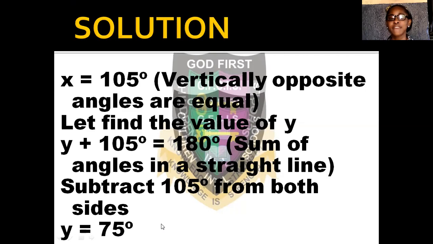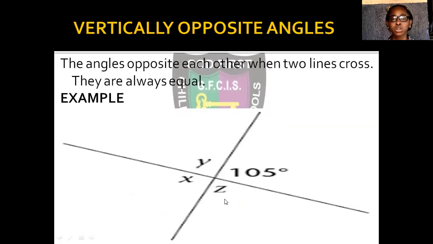If our y is equal to 75, our z is equal to what? 75 degrees. So here is 105 degrees. Here is going to be 75 degrees. Here is going to be 105 degrees. Here is equal to 75 degrees. And the total sum of this is going to be 360 degrees.